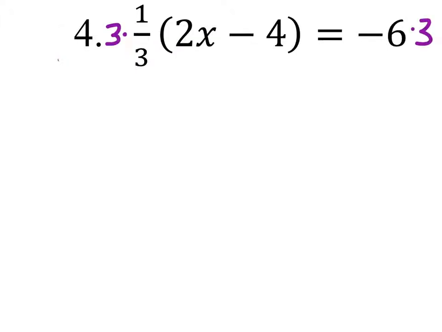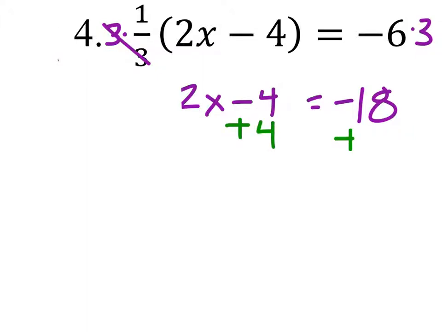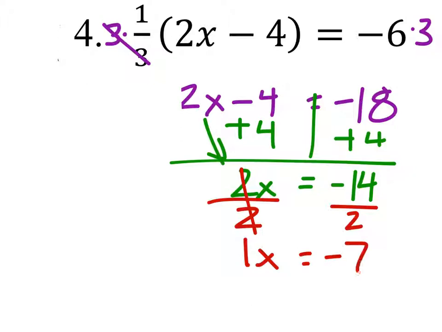So 3 times 1/3, these are going to cancel out, which gives us the 1, right? And we got the 2x minus 4. This equals negative 6 times 3, which is negative 18. That's pretty good. And since we're multiplying that by 1, the product of that is just itself. And so we can add 4 to both sides. And now we've got this 2x equals a negative 14. Bam. So close, we just got to divide both sides by 2. So the 2's cancel out and become a 1x equals negative 7.